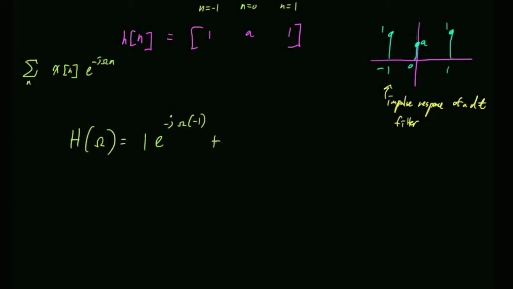Plus, now we'll do the n equals 0 term. H of 0 is this parameter a. a e to the minus j omega times n, which is 0.